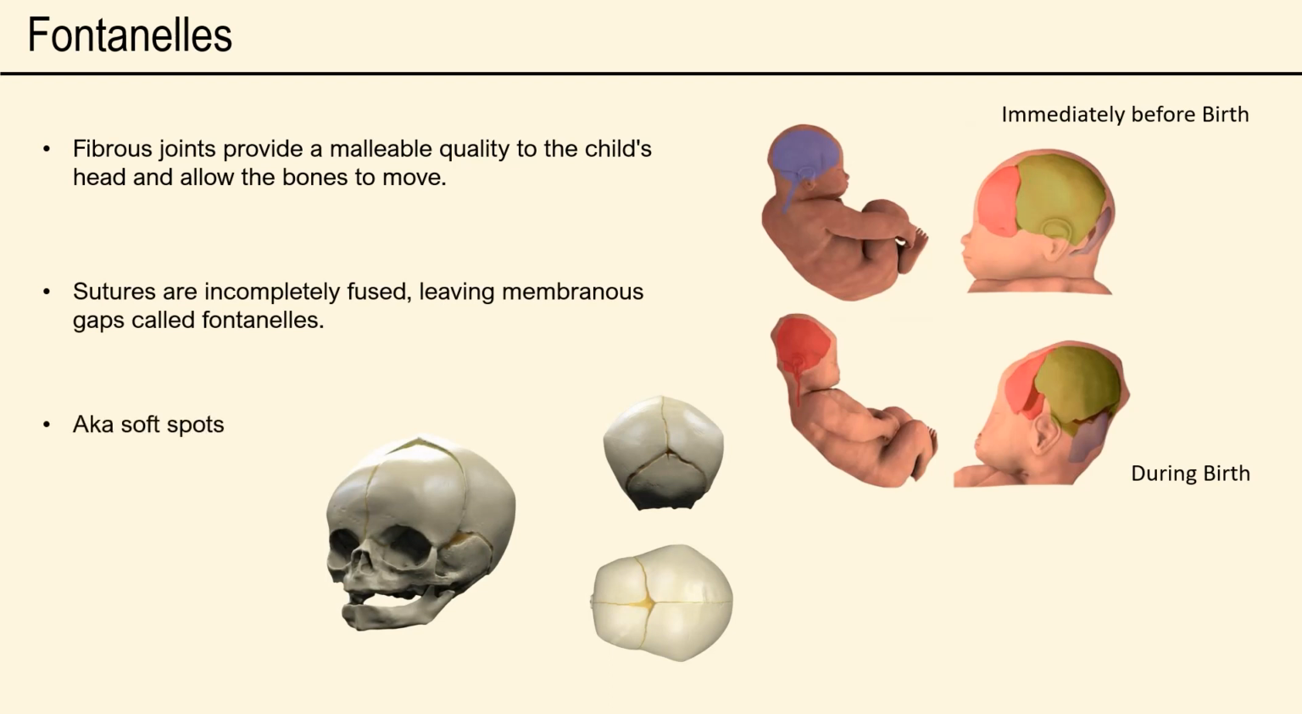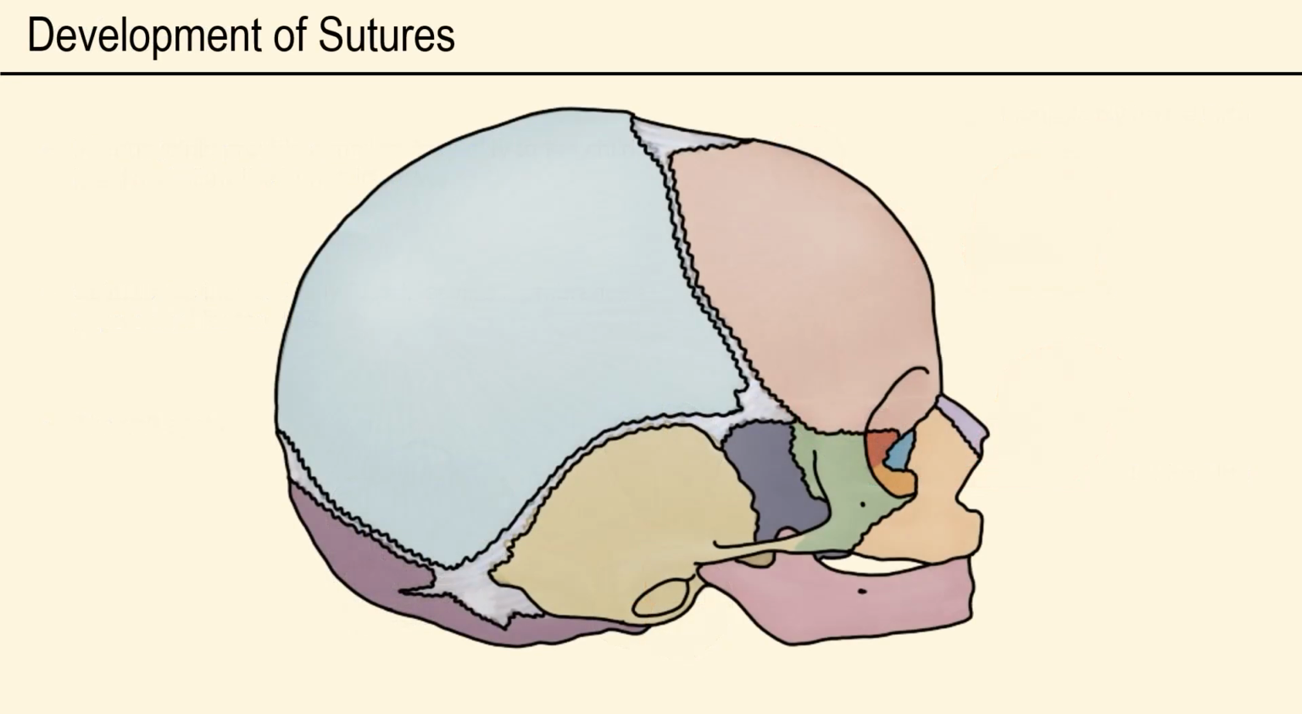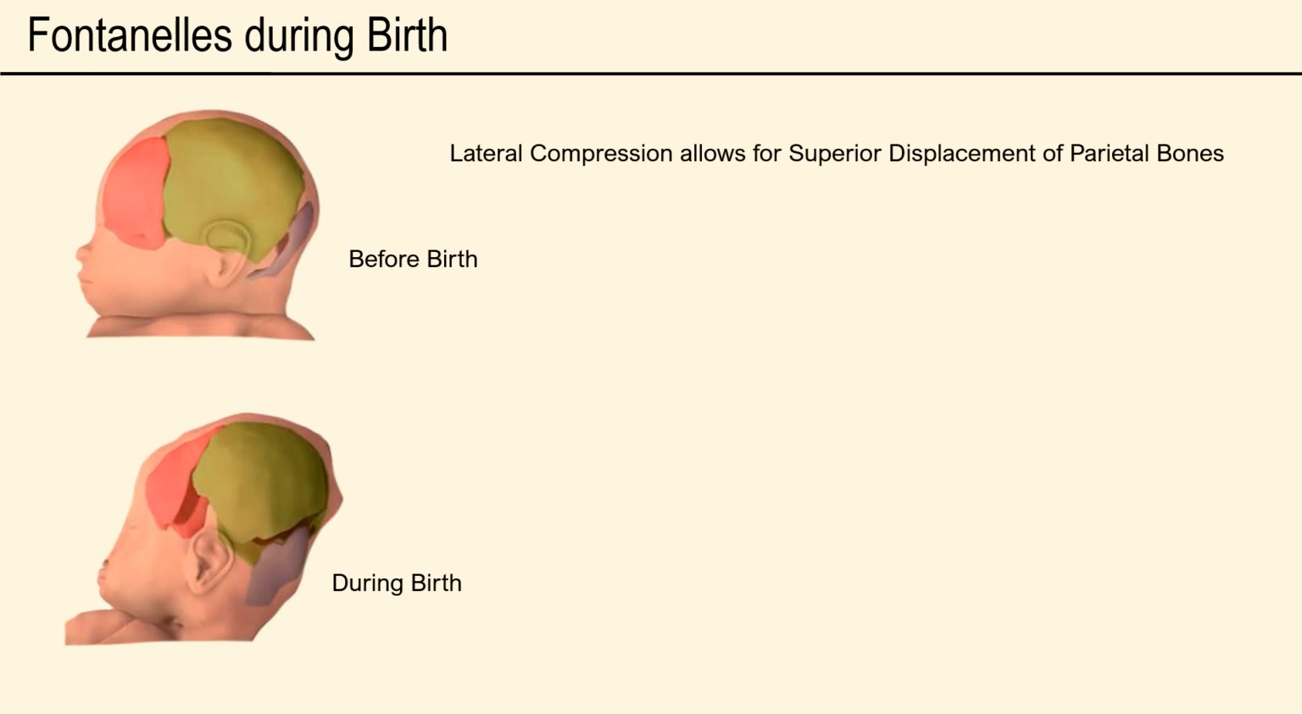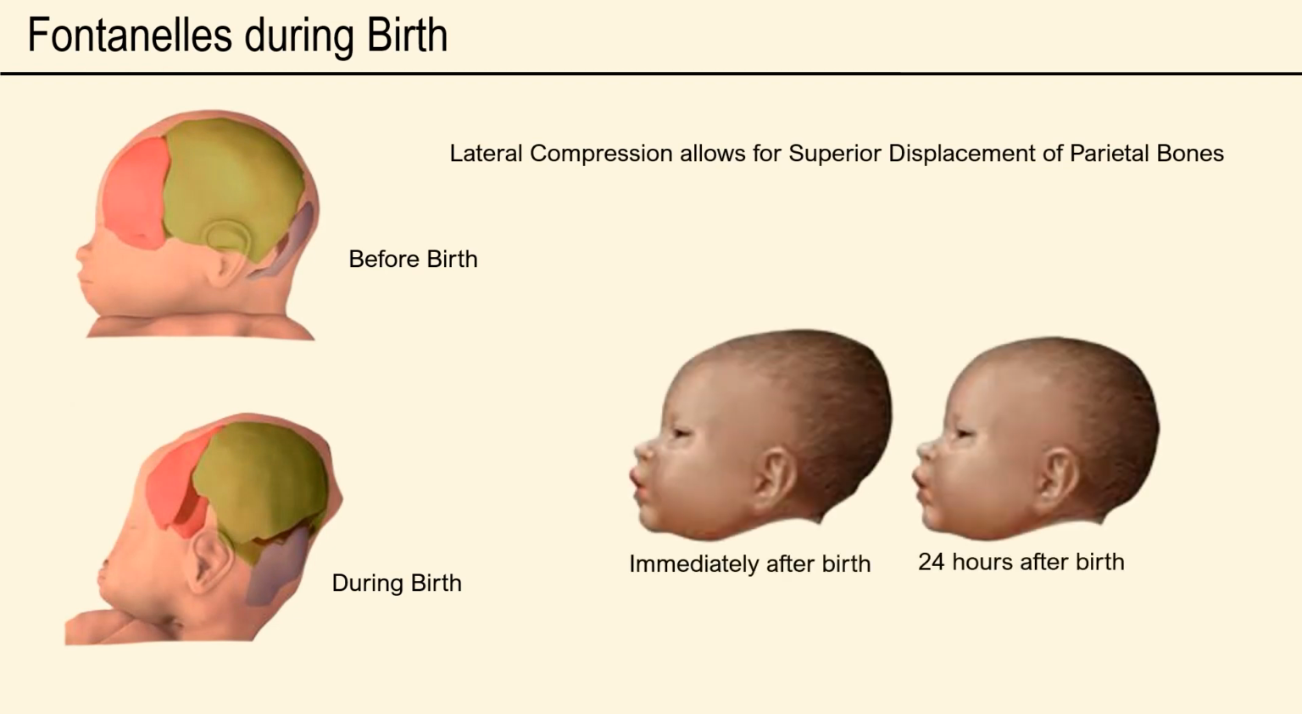There are 6 fontanelles: the frontal, the occipital, 2 mastoids, and 2 sphenoid fontanelles. The lateral pressures on the skull during birth allow for superior displacement of the parietal bones for easier passage, which can remain displaced for a few hours post-birth.